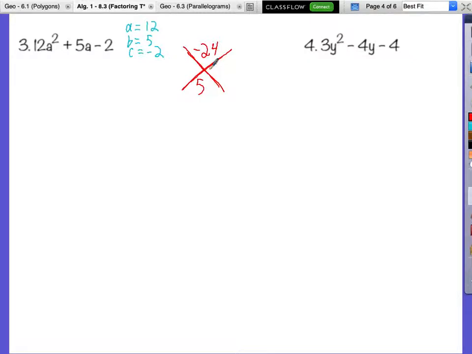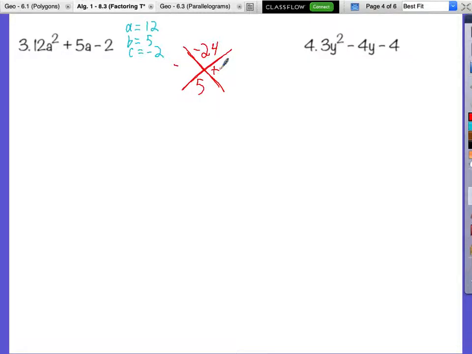So here's a trick that's going to make your life easier. Whenever you have a negative and a positive, put the negative first. It's going to make your life easier. Okay, just a heads up. If you put the negative first, it's going to make your life a lot easier. So, we need to think of factors of 24 that will have a difference of 5.